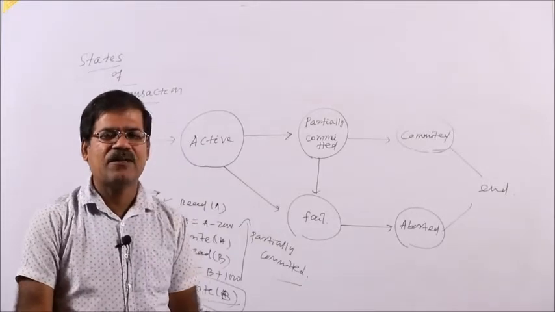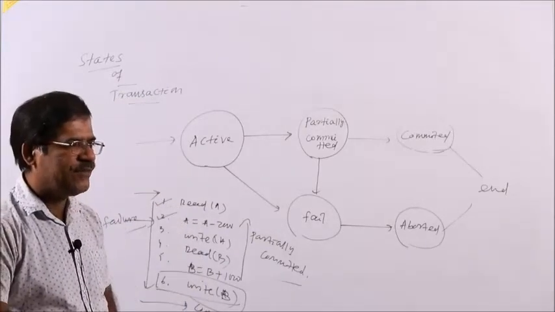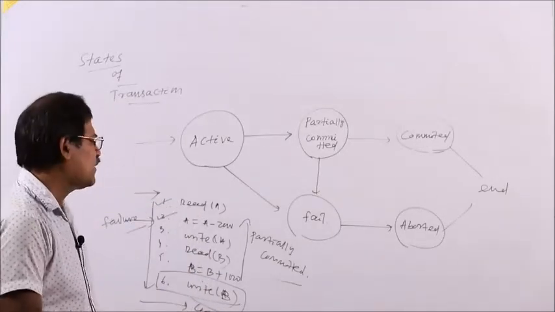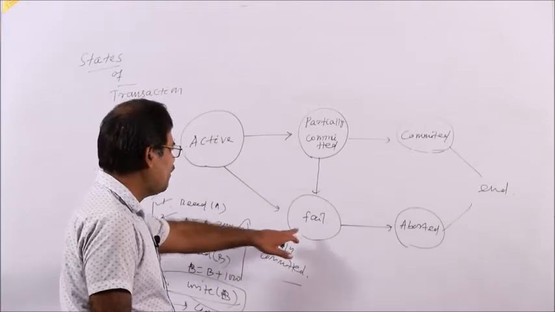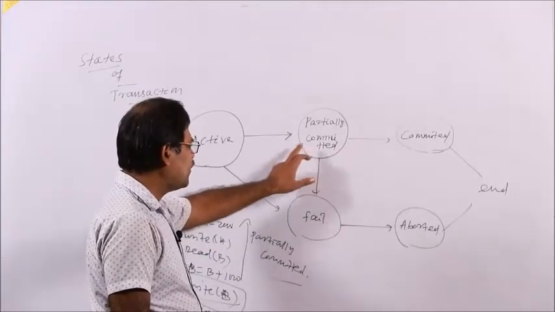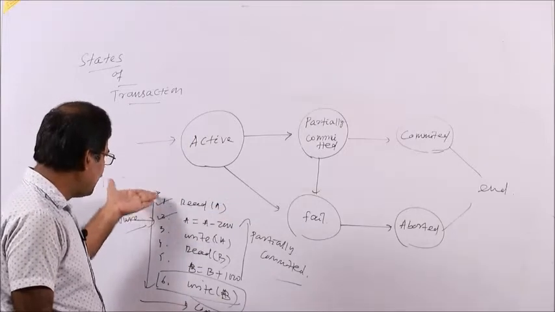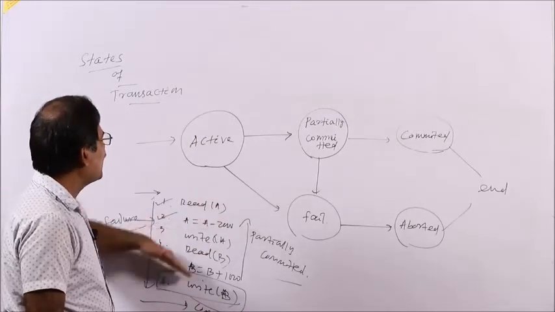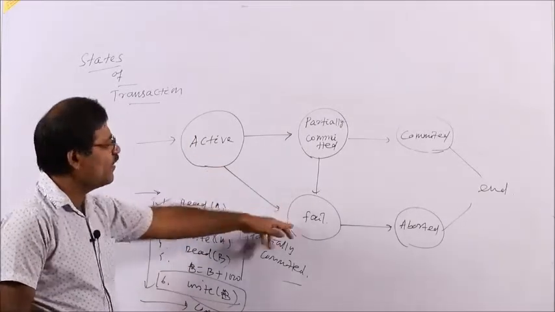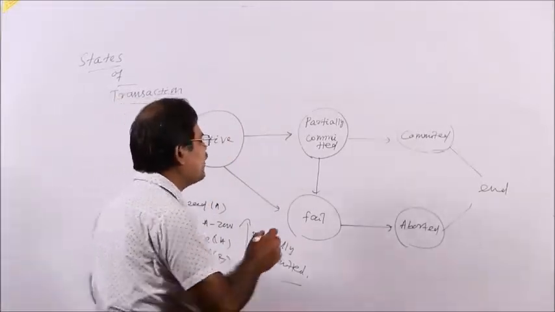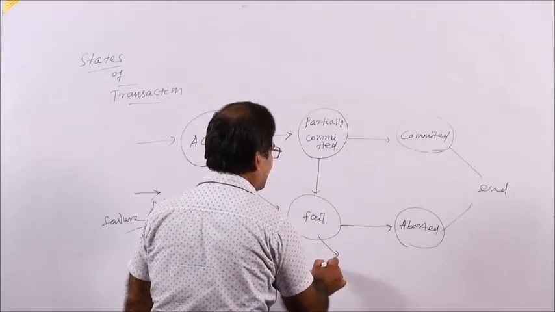The failure may be a hardware failure, or a software failure, or a disk failure, or some other type of failure. So that is called the fail state. After some statements are executed, a failure occurs, or the failure may be from the beginning also, when you start and no statement has been executed yet. That is the fail state. Fail means failure.